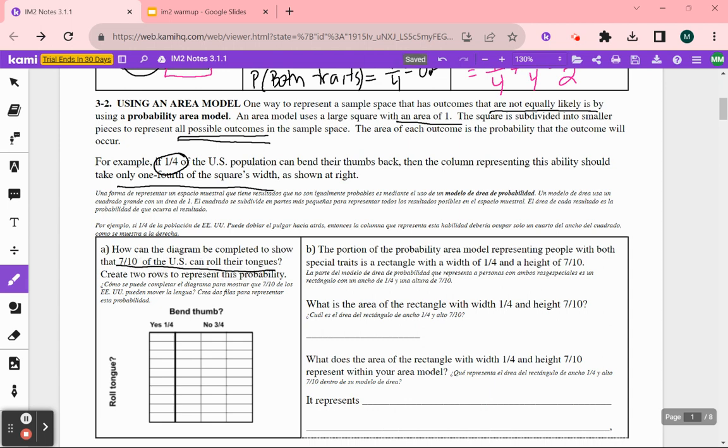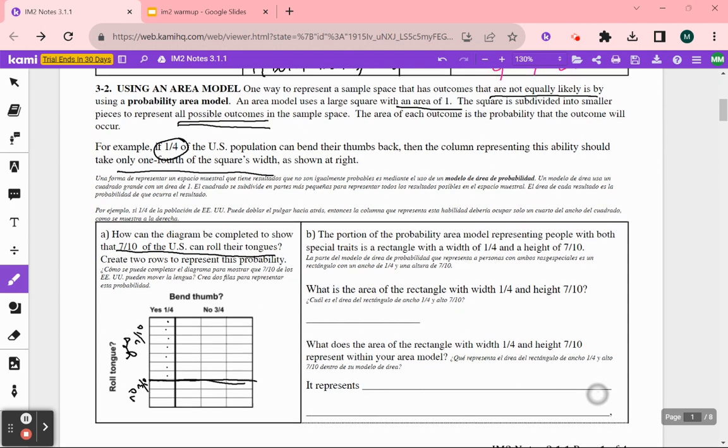Okay, let me see. 1, 2, 3, 4, 5, 6, 7. 7/10 of them can do it. So I'd say right here, yes and no. 7/10. And the rest is 3/10. 7/10 yes, 3/10 no. We created 2 rows. The first row is yes, the second row is no, to represent that probability.